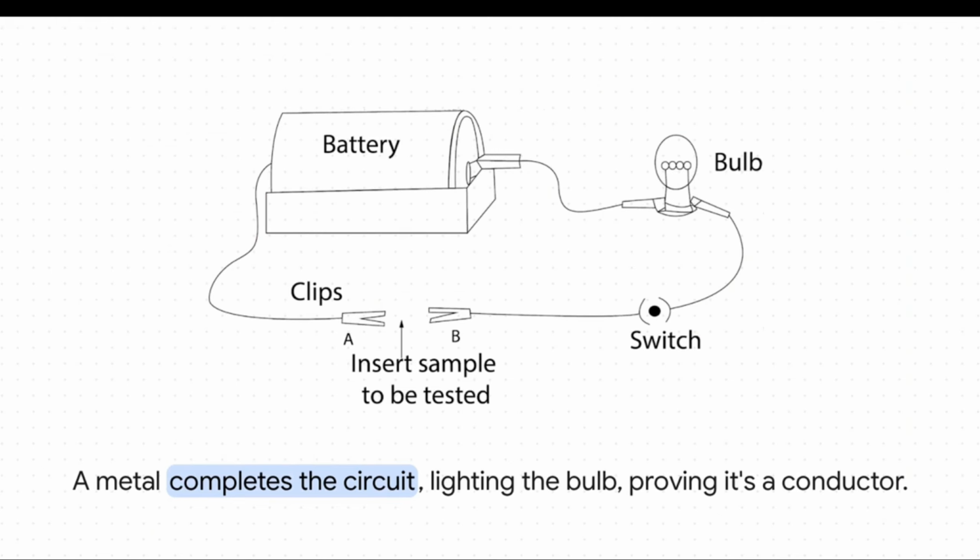And just look at this simple circuit here. It's the perfect demonstration. If you connect the battery to the light bulb with a piece of metal, say a copper wire, the bulb lights right up. The metal completes the circuit and lets that electricity flow. But try to do the same thing with a nonmetal, like a piece of sulfur, and nothing. The bulb stays dark. It's a conductor versus an insulator, plain and simple.